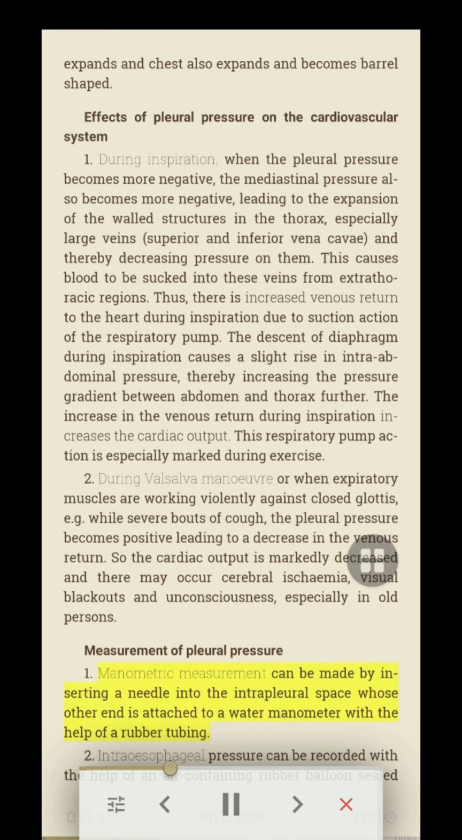Measurement of pleural pressure. 1. Manometric measurement can be made by inserting a needle into the intrapleural space whose other end is attached to a water manometer with the help of a rubber tubing.